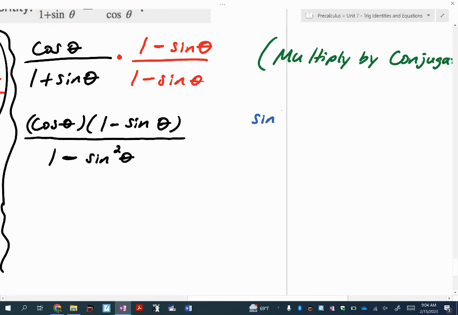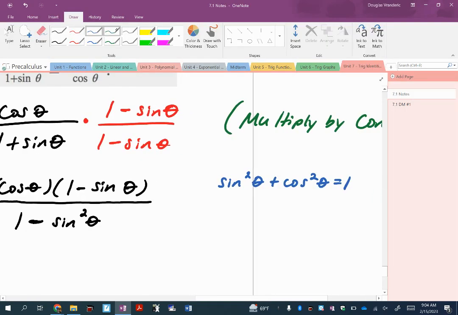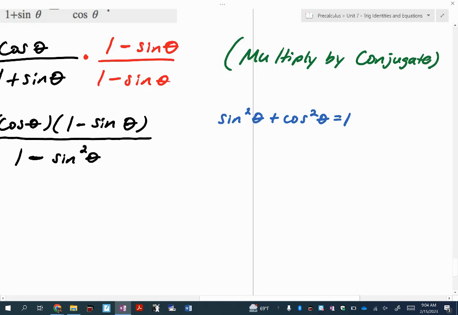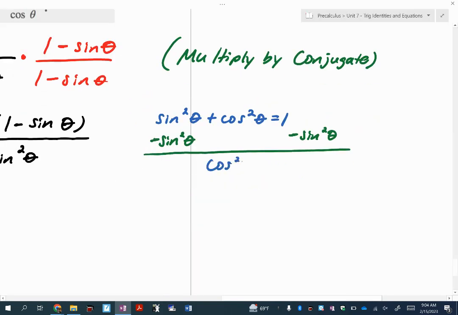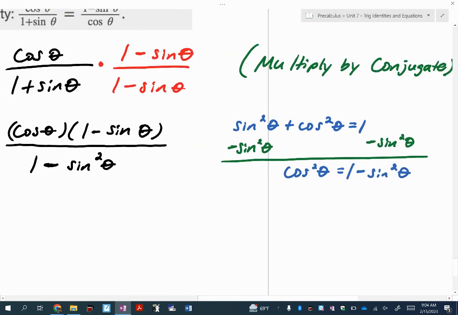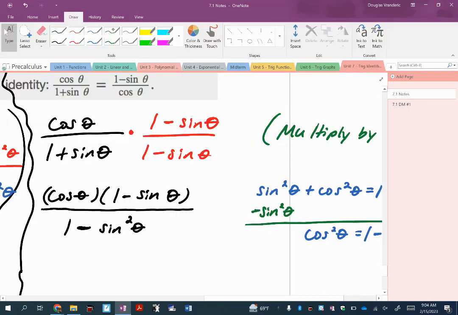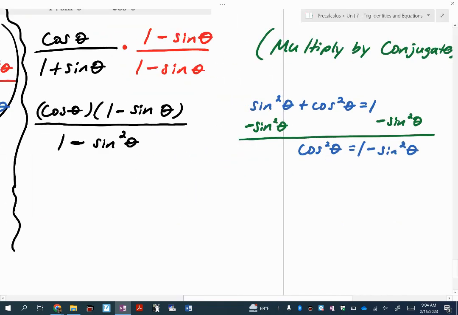So I'm going to do sine squared theta plus cosine squared theta equals 1. All right, let's manipulate this by subtracting the sine squared theta to the other side. And that leaves me with cosine squared theta equals 1 minus sine squared theta. So when I look here, again, do my highlighting, I've got 1 minus sine squared theta in the denominator, which is the same as, after I manipulated it, cosine squared theta.